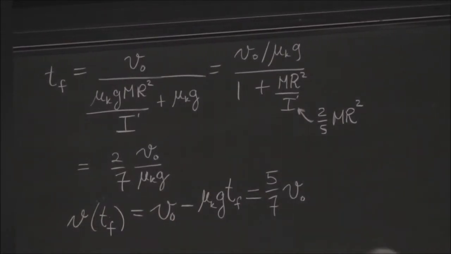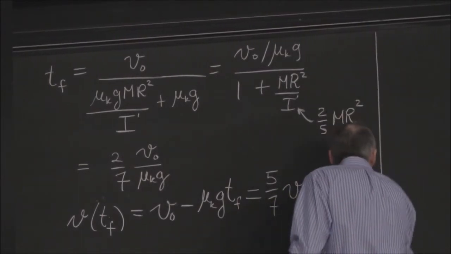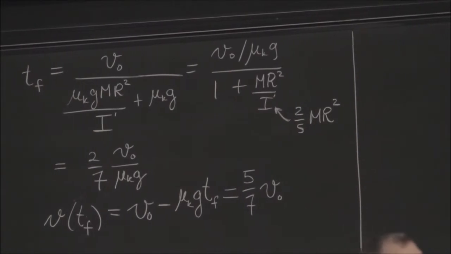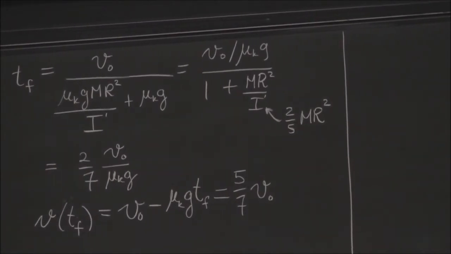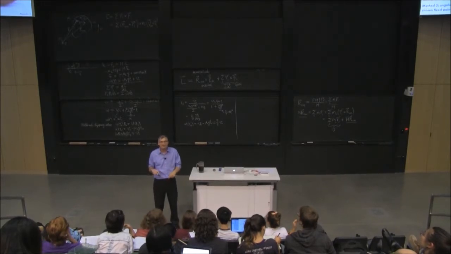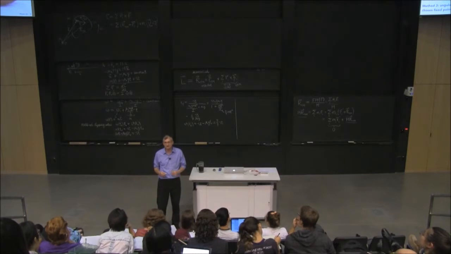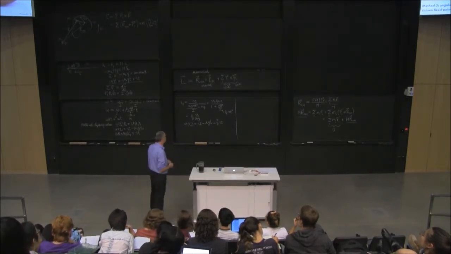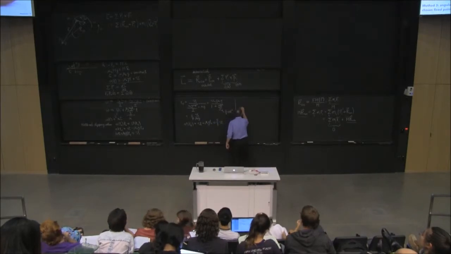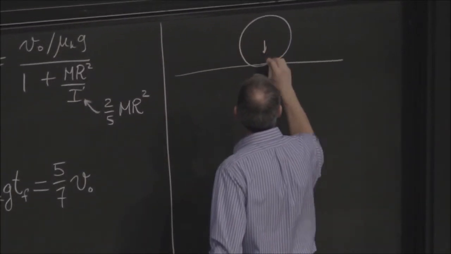Now it's time to use a much more insightful approach. I only need this much. And that is, take advantage of the freedom that we have when we're using angular momentum and torques to pick an origin that simplifies the problem. So I want to pick an origin where I don't have any torque.